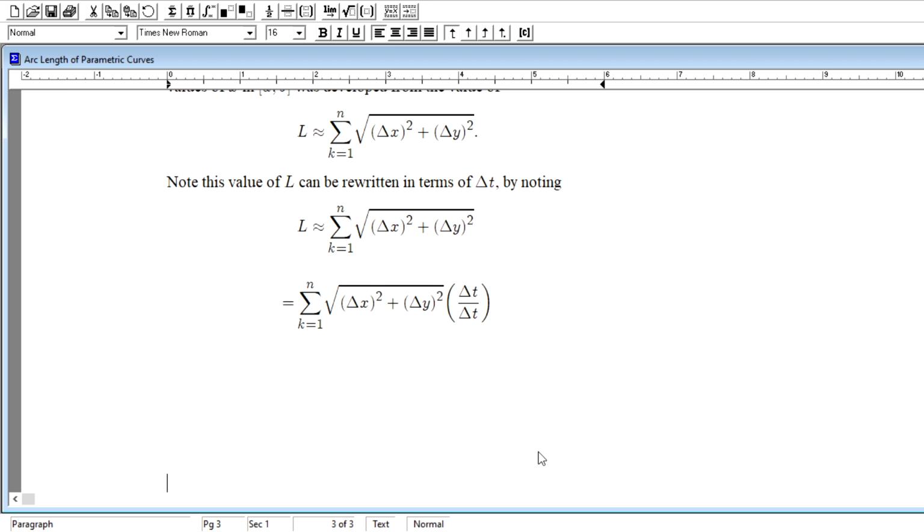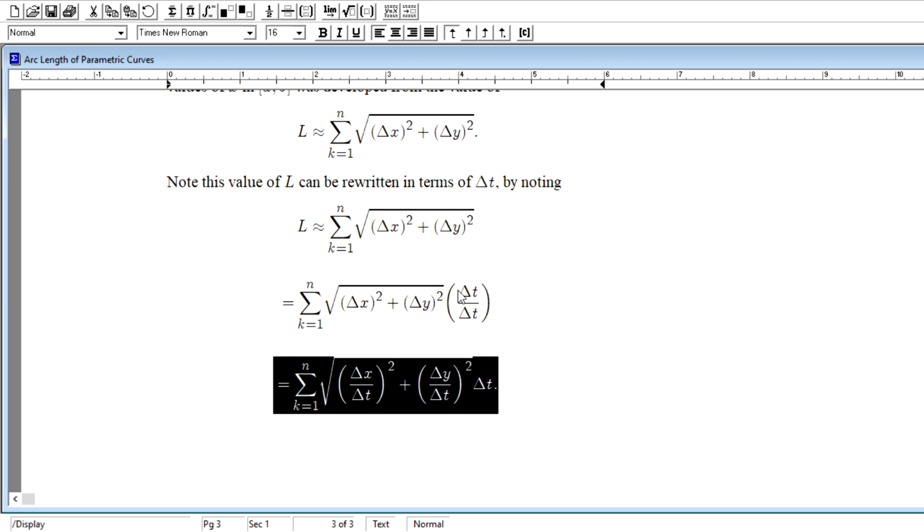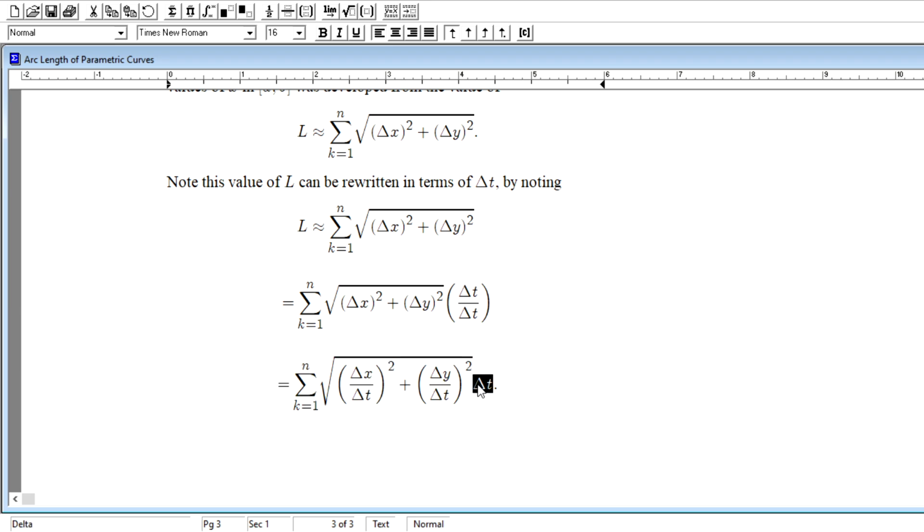If we do that, that will prepare this result here, right? Moving this delta t from the denominator into the radical, it will distribute to each of these terms as a square. So we can think of each of these terms as delta x over delta t quantity squared plus delta y over delta t quantity squared, with this other numerator aspect of delta t over delta t. This numerator up here left outside the radical.